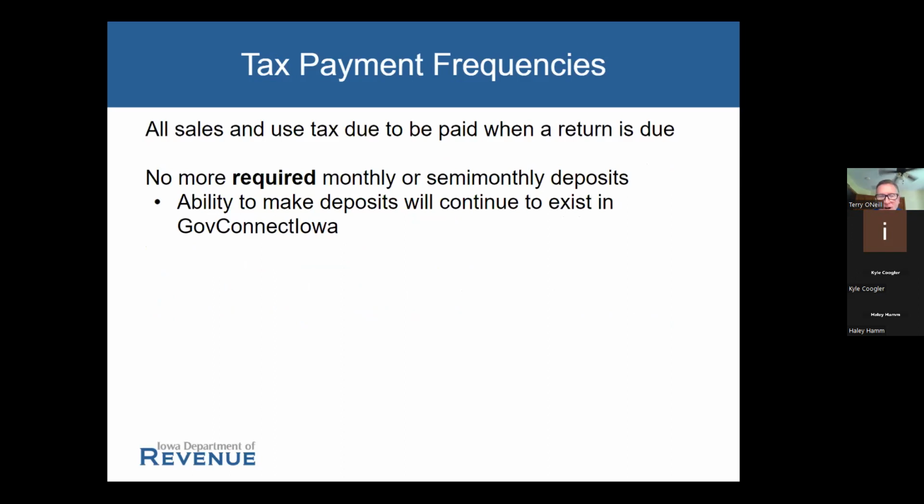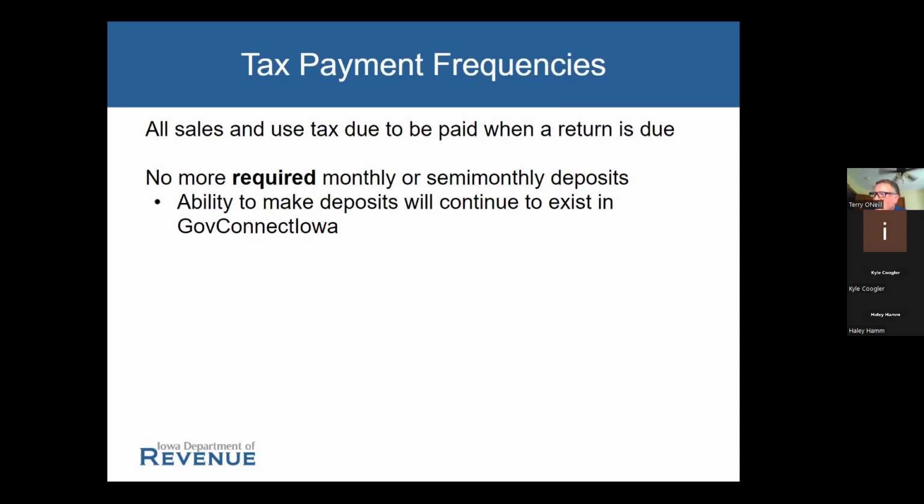Okay. If you are a monthly filer, you will file a return each month. You will report your sales, you'll report your exemptions, you'll report your local option tax. All of that stuff is done on a monthly basis. No longer are there quarterly returns where you report the entire quarter worth of sales. So please keep that in mind.